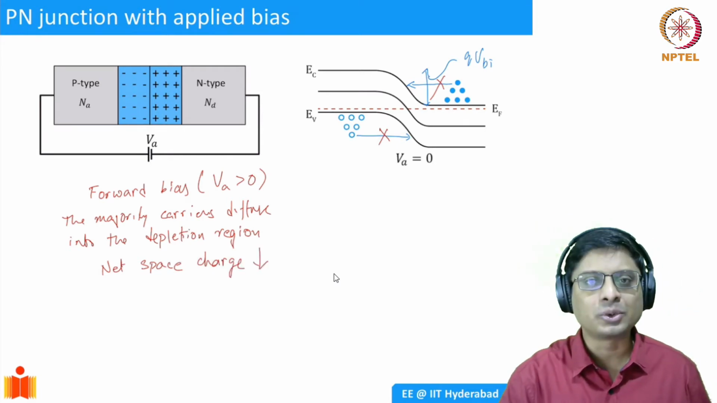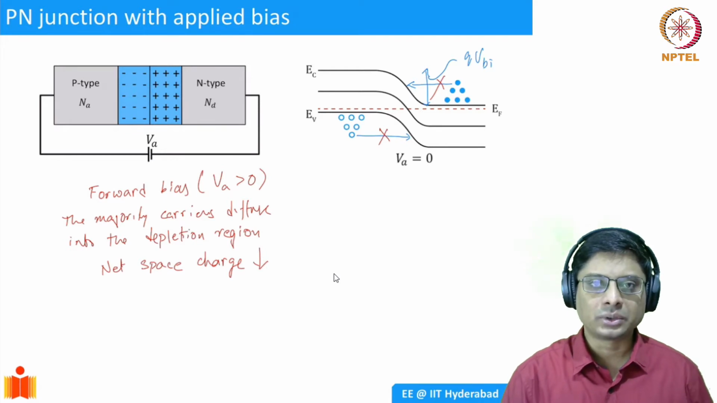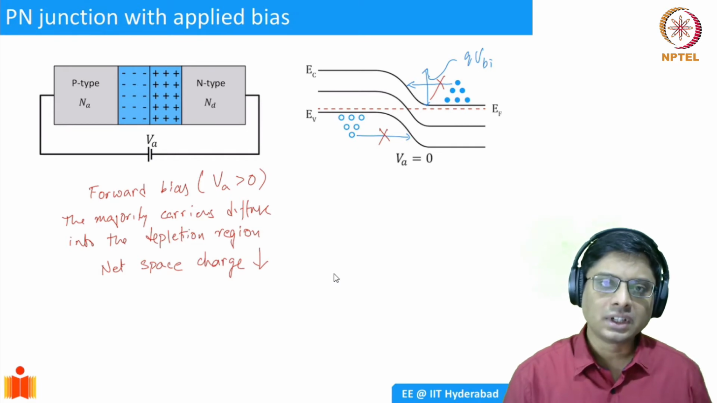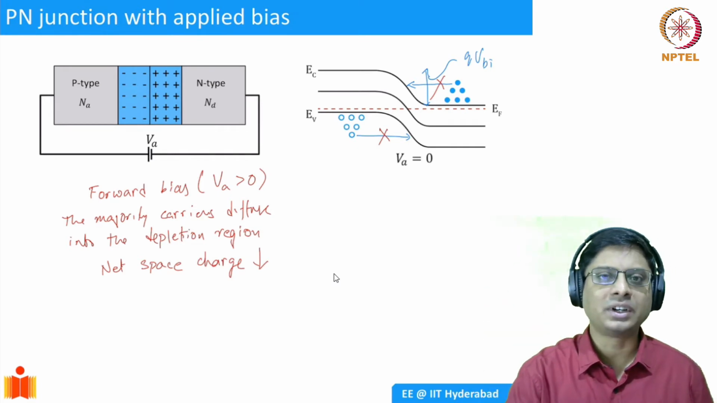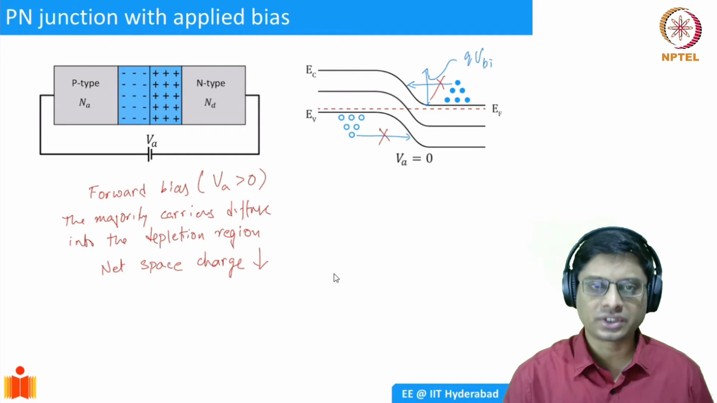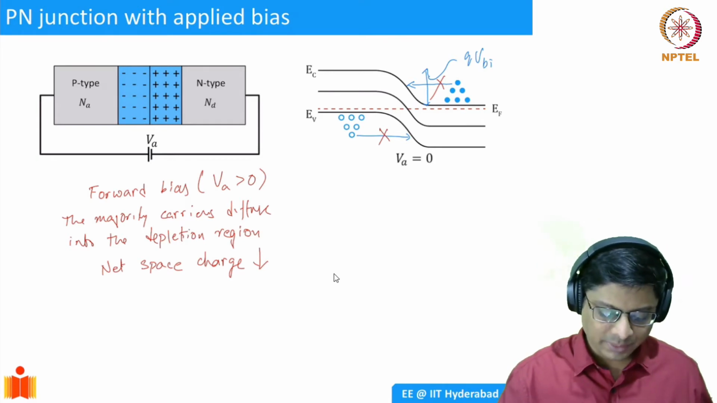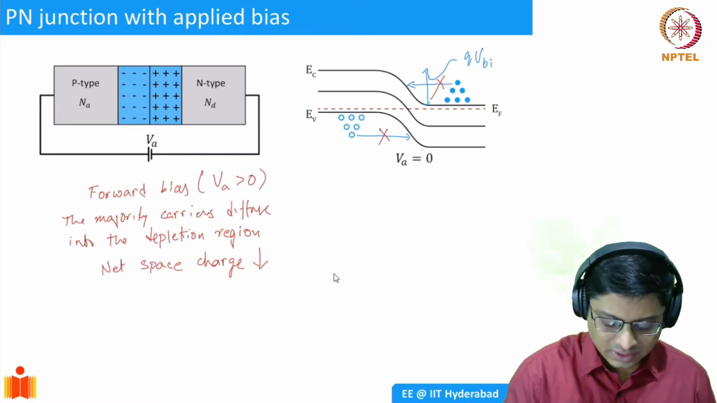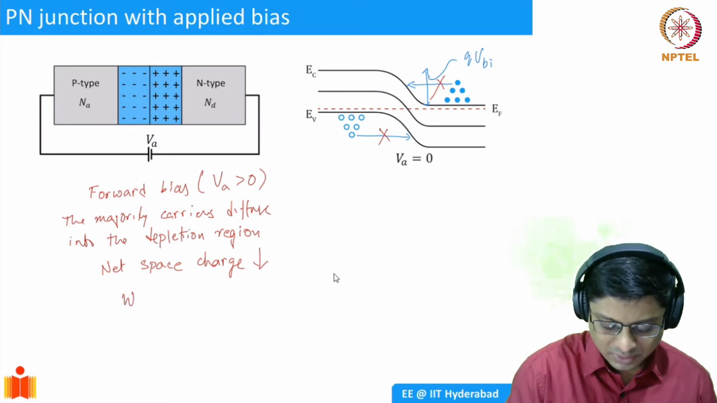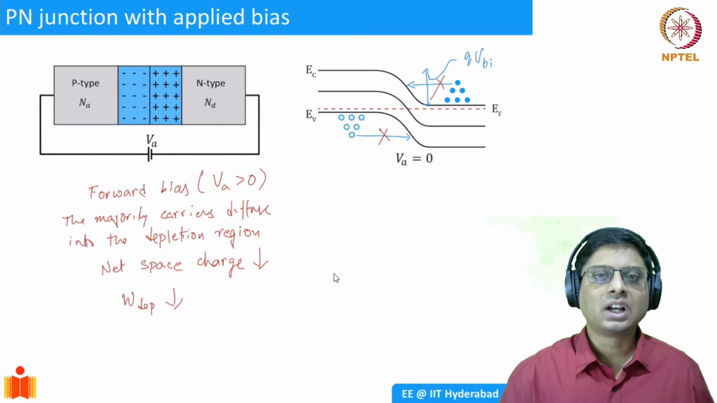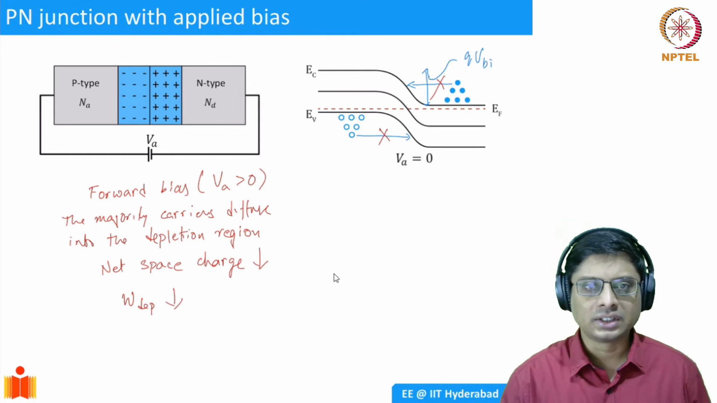Why would it reduce? Let's say electrons have moved into the depletion region from the N side. The space charge is essentially formed by the uncovered dopant atoms. Now these electrons will get captured into the dopant atoms so that the charge is not there anymore. It becomes an uncharged, quasi-neutral region. So as the majority carriers go into the depletion region, the space charge density reduces, and the depletion width W also reduces. This is the effect of forward bias.